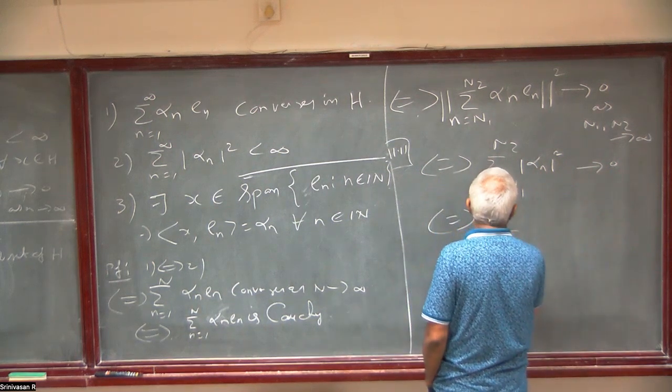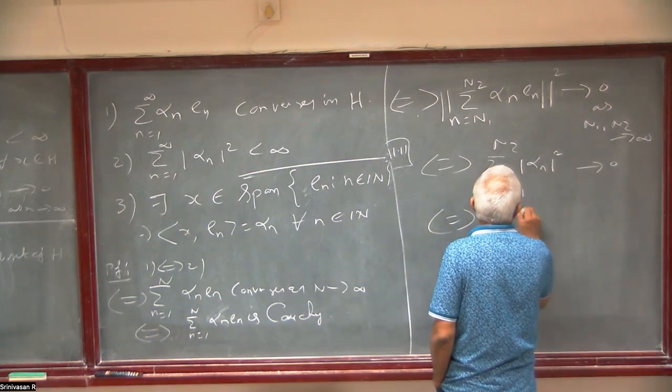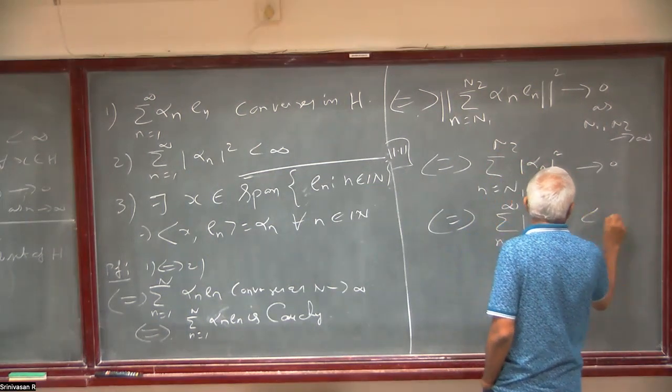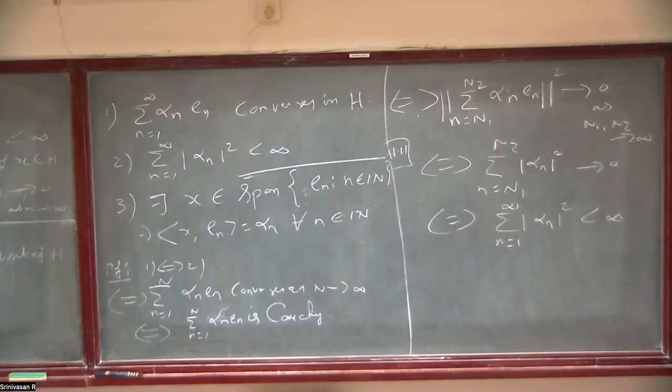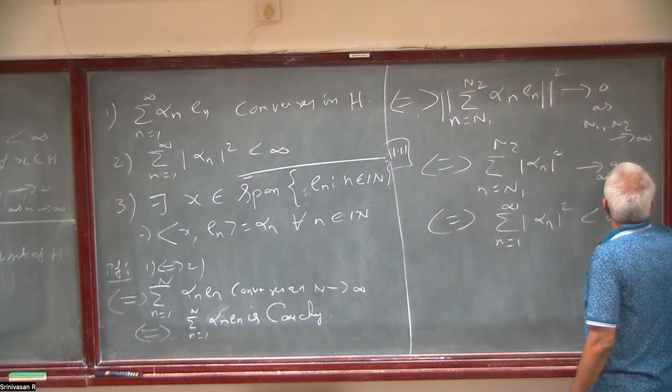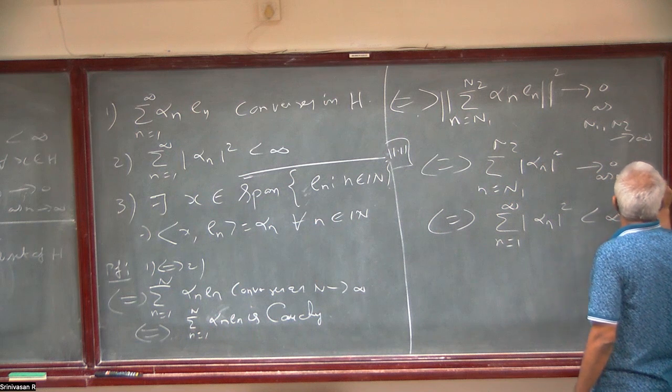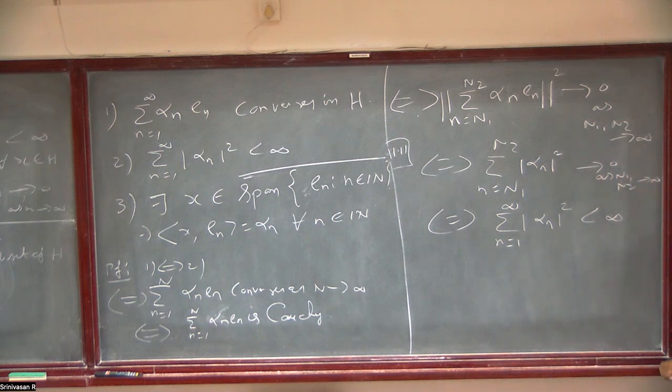This is precisely equivalent to saying the sum of alpha n square is finite. This series of positive numbers converges if and only if the tail sum from n1 to n2 goes to 0 as n1, n2 both go to infinity. And that is the Cauchy convergence. This is the property of the orthonormal set.